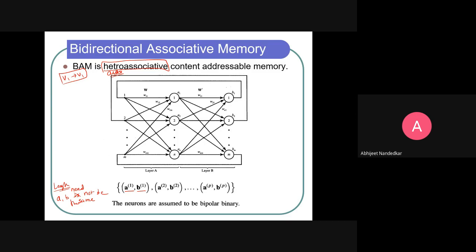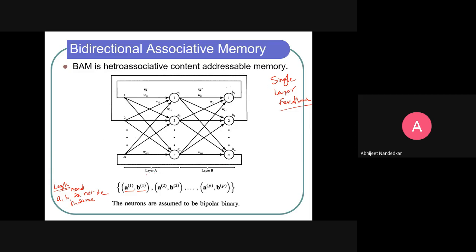When a vector is associated with itself, it is auto association. When it is related with something else, then it is heteroassociation. Now this is also a feedback network, but there are some changes here. It's a two-layer network. Earlier it was single layer. The Hopfield network was single layer feedback. Now this is two-layer feedback.